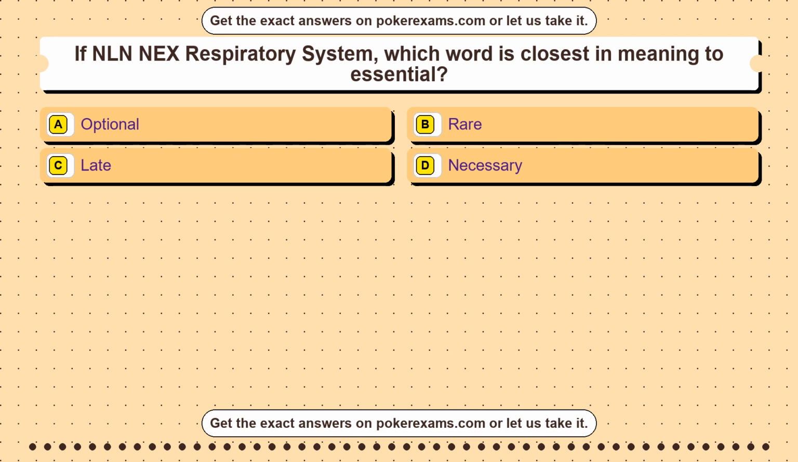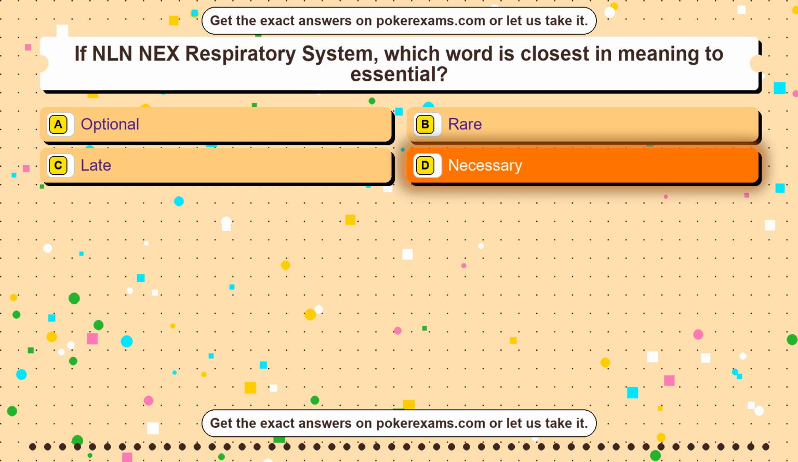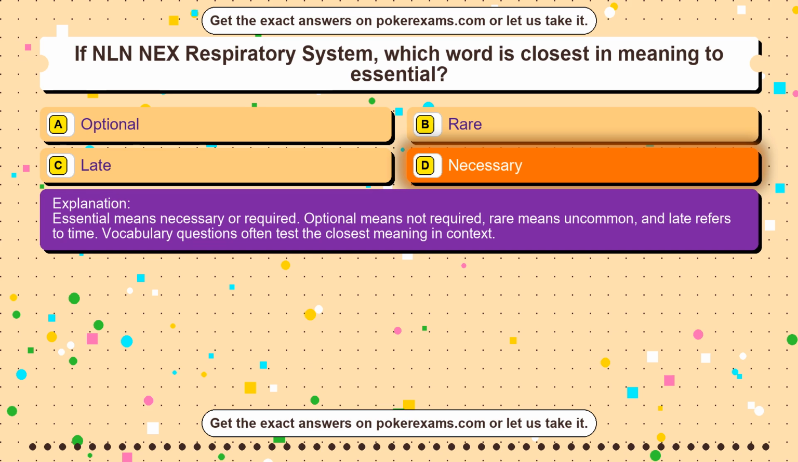Question 10. If GED reading comprehension practice, which formula finds the area of a rectangle? Option A, 2 times length plus width. Option B, base times height divided by 2. Option C, pi r superscript 2. Option D, length times width. The correct answer is option D. The area of a rectangle is length multiplied by width. The first choice is not the perimeter formula as written, the second is triangle area, and pi r superscript 2 is circle area. Matching shapes to formulas is essential.